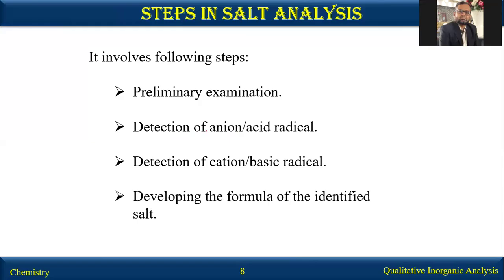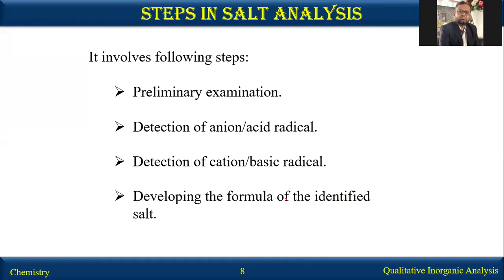Detection of anions. The second step is that we detect the anions, and always the anions are detected first because anions give you an idea about the cations as well. How? We will see in a later slide and the later lectures. Detection of cations. After determining the anion or the acid radical, then you will study the basic radical. Then the development of the formula of the identified compound.